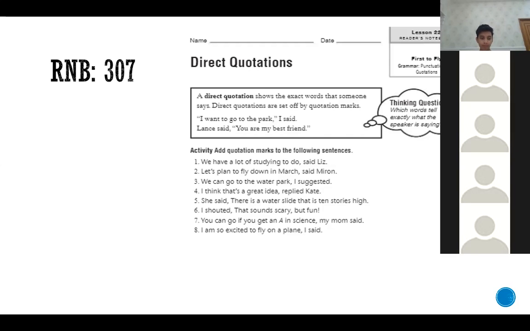Yes, you have to remember what the speaker said. You don't have to wait for me to tell you where to put it. The idea is, look at the words of the speaker. The sentence spoken by the speaker should be within the quotes. All right, Badar? Yes. Okay.